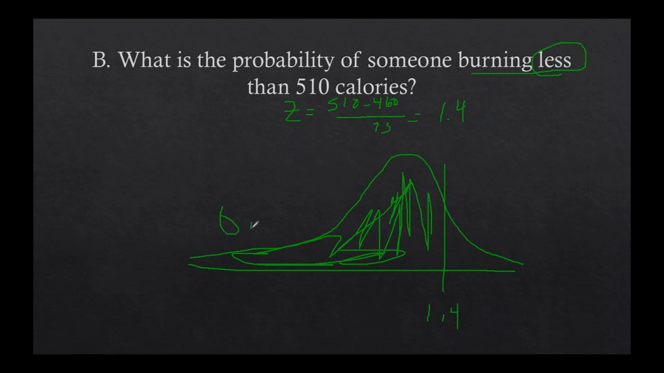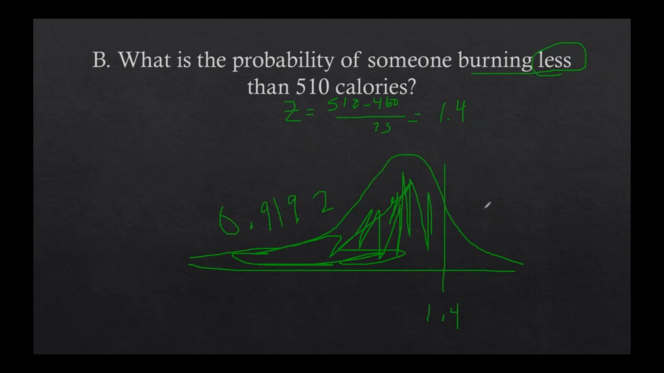Very good. 0.9192. So if you find this, this is in the fourth column to the right, fourth one down, z-score of 1.4, you just look directly across from that, and the probability is 0.9192. And that's area to the left. So the probability of somebody burning less than that is 91.92%. You can change that to a percent.